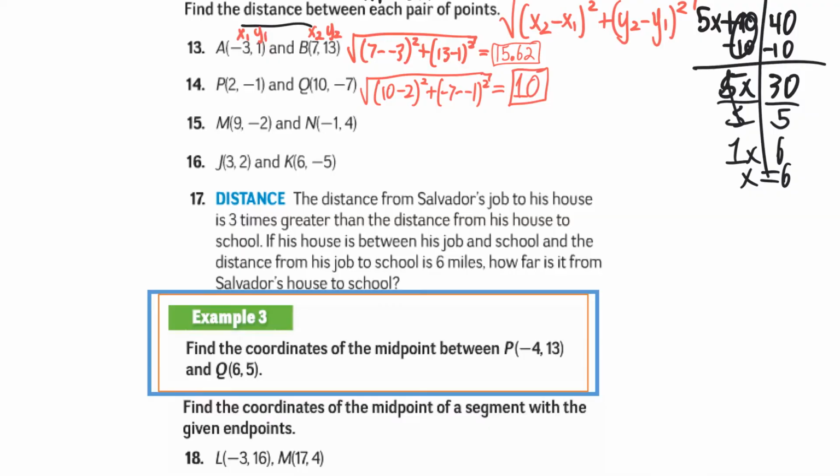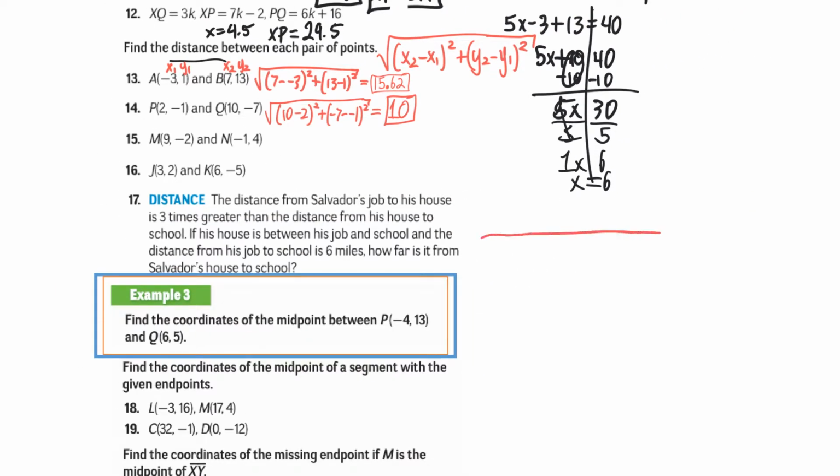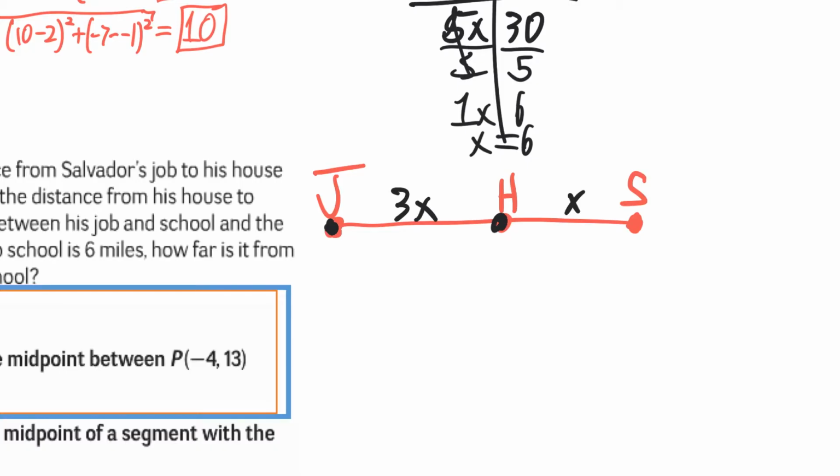Okay, number 17. Yeah, I'm not going to read all that. I'm just going to draw this here. We're going to run out of time here. Okay, so first of all, it says his house is between his job and his school. And it says that the distance from his house to his job is 3 times greater than it is from his house to his school. So however long it is from H to S, it's 3 times that from H to J.